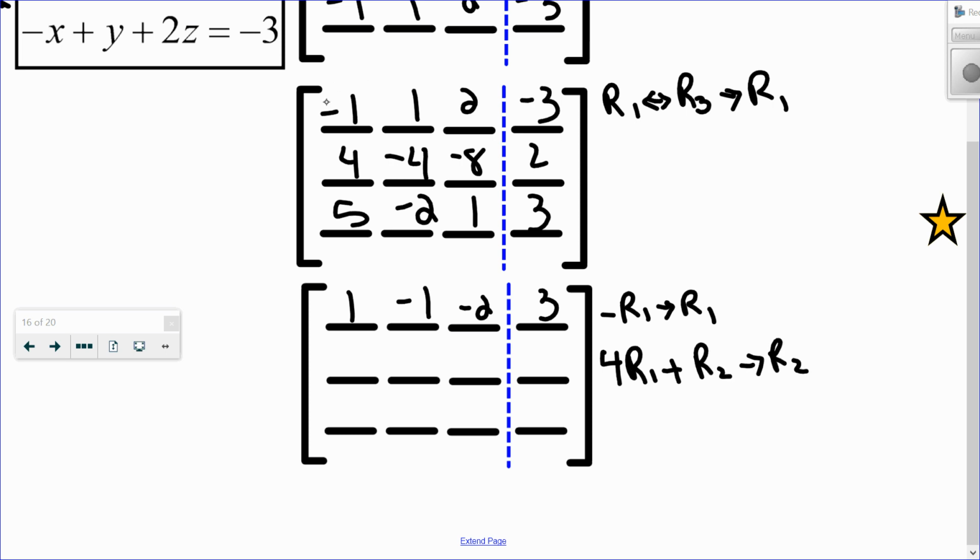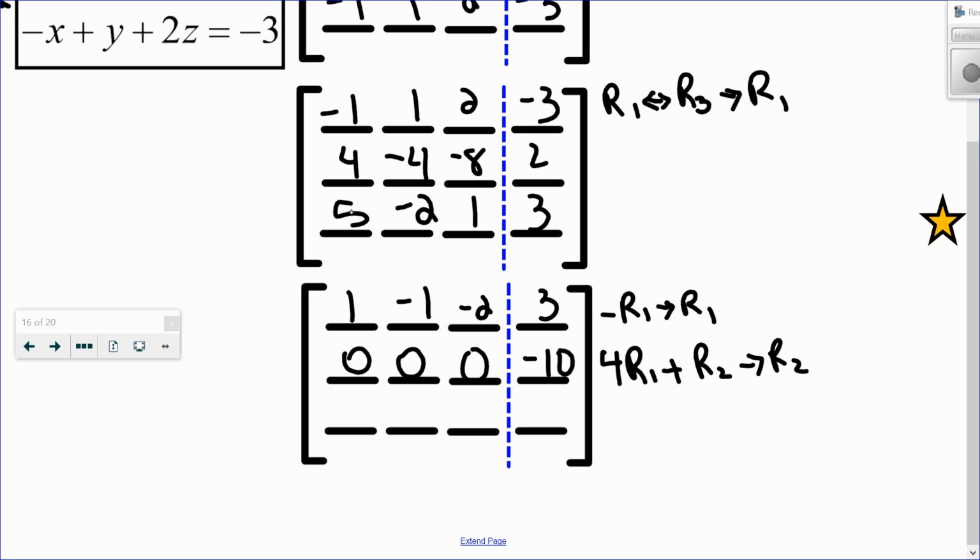So 4 times negative 1 is negative 4, plus 4 is 0. 4 times 1 is 4, plus negative 4 is 0. 4 times 2 is 8, plus negative 8 is 0. Uh-oh. 4 times negative 3 is negative 12, plus 2. Negative 12 plus 2 is negative 10.